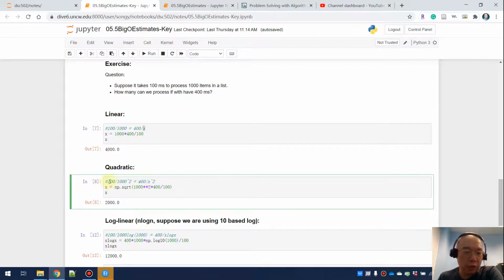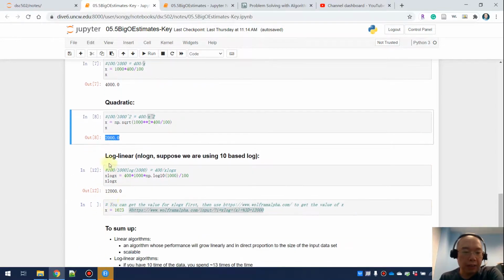And then for the quadratic, with 100 milliseconds we can do 1000 squared, and with 400 milliseconds, x squared, and then x will be 2000. So this means we have 4 times the original running time, but we can only do twice as much of the data.